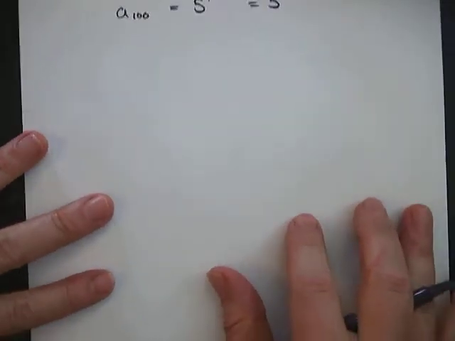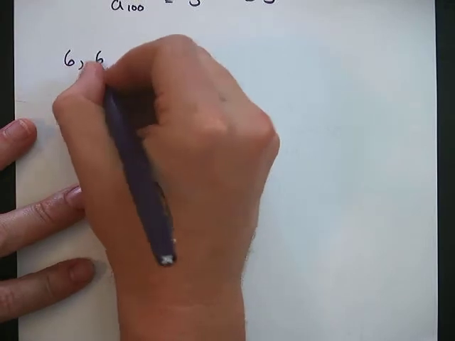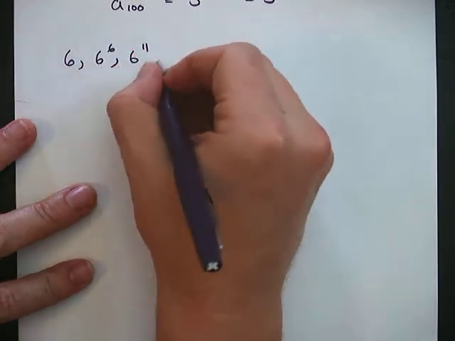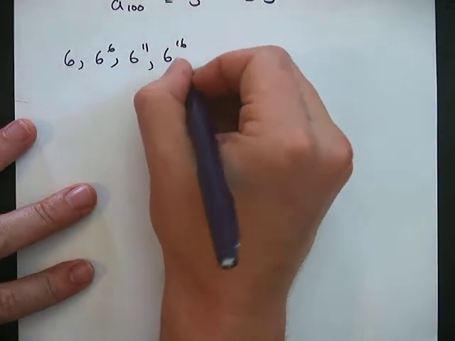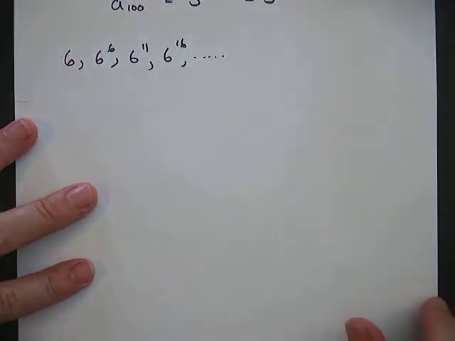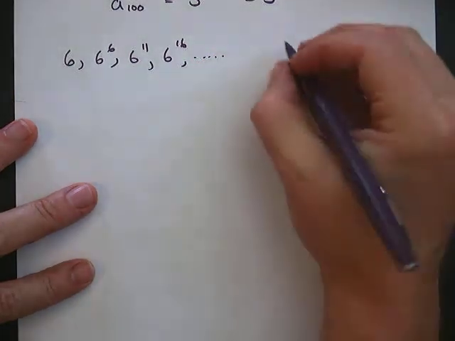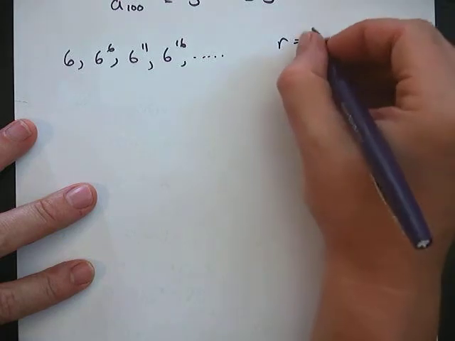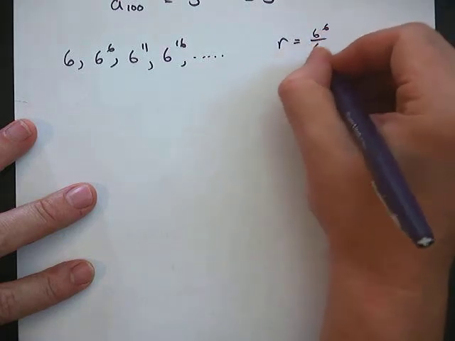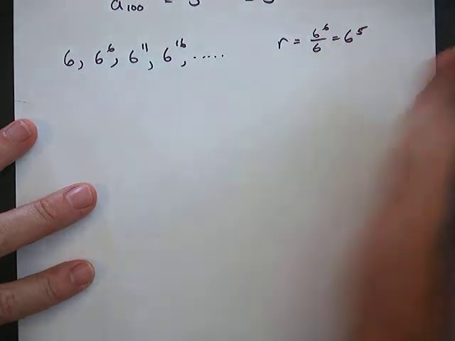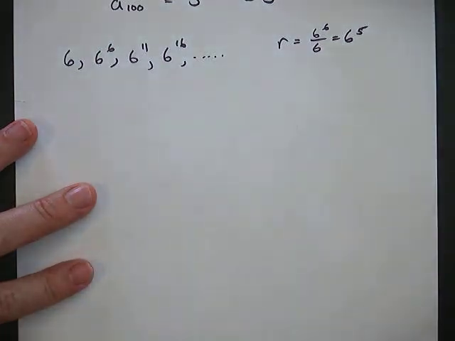Okay. All right, let's do the next one, which is 6, 6 to the 6th, 6 to the 11, 6 to the 16, and so on. Okay, we already said that this is geometric. We found the r by dividing any two successive terms. 6 to the 6th over 6 is equal to 6 to the 5th. And we tried this earlier too. It also came out as 6 to the 5th.